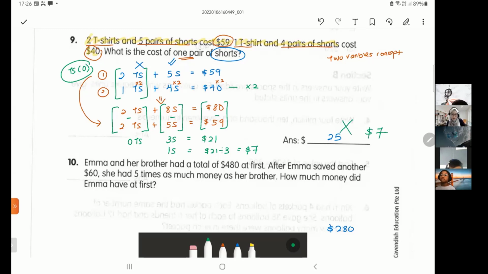Okay. Next question. Emma and her brother.